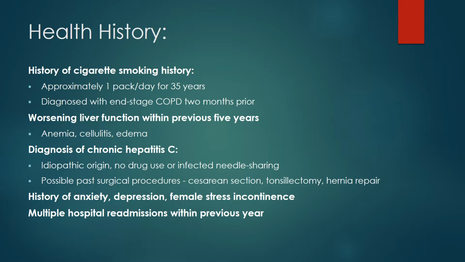She also had a history of anxiety and depression, and then female stress incontinence, which she related to periods when her anxiety and depression were very high, she could not urinate. But with medication use and stress relieving techniques and whatnot, she was able to get that under control and have no long-term issues with that. She had been hospitalized multiple times within the previous year for various issues with cellulitis, wounds, edema, that sort of thing.